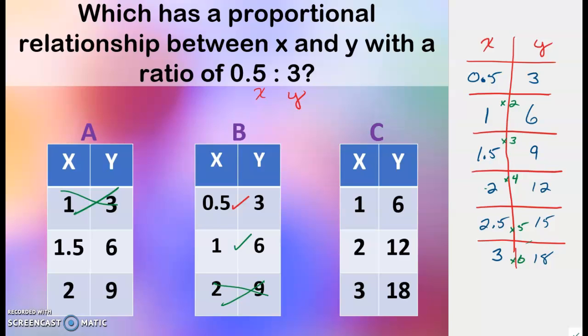On C, we have 1 to 6, so 1 to 6, that matches. 2 to 12, 2 to 12, and 3 to 18, 3 to 18. So those match. C is our answer.